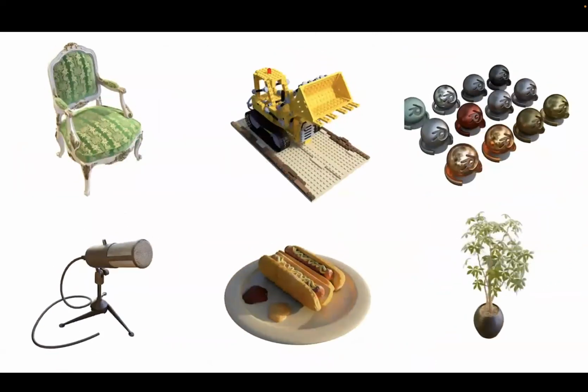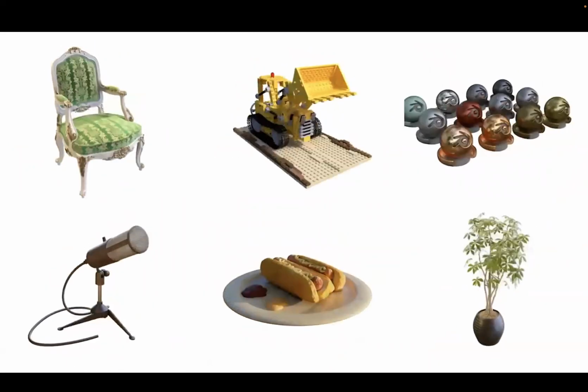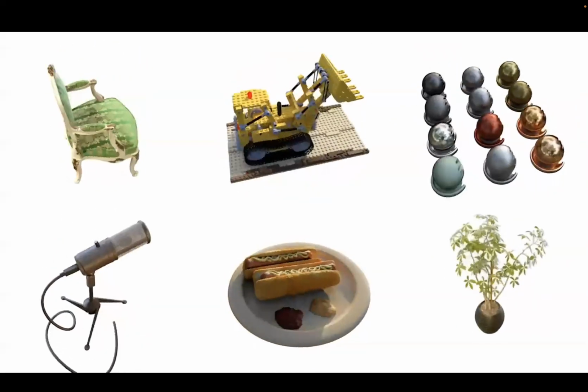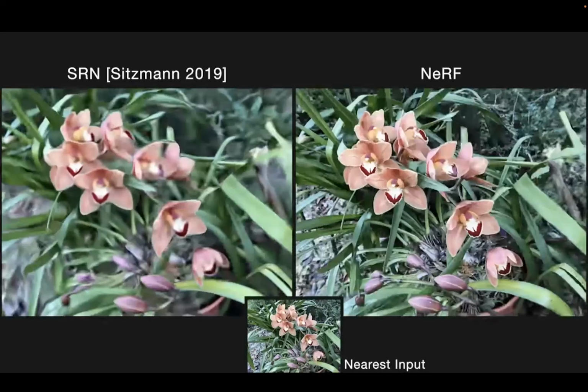Here we show the results of our method on the 6 other objects in our realistically rendered dataset with complex geometry and non-Lambertian materials. Next, we will show comparisons on real scenes captured with a forward-facing phone camera.